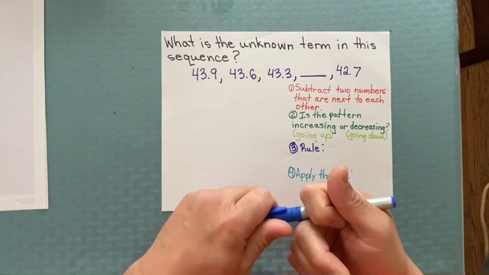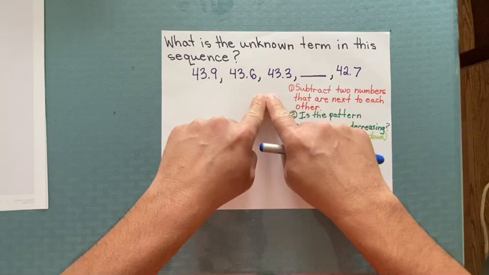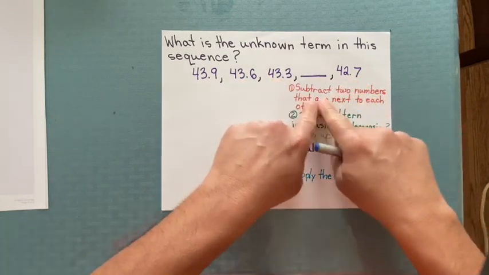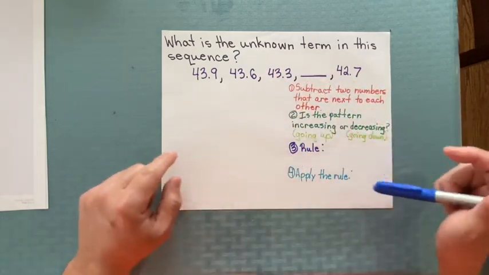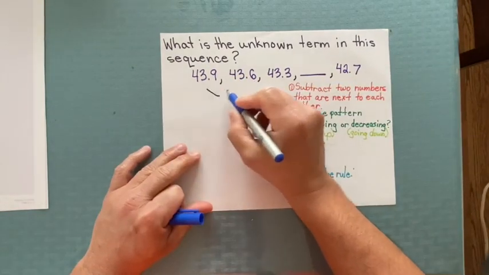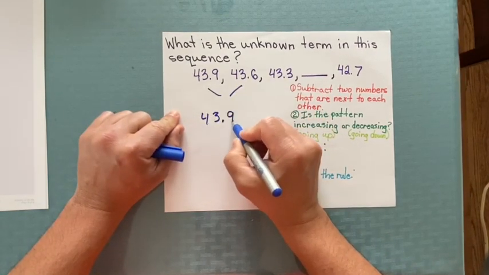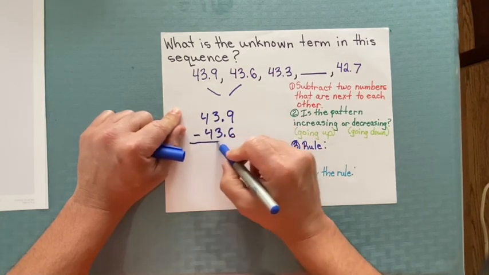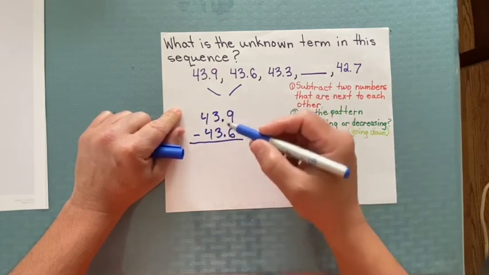So I have a couple options here. I could decide to subtract these 2 numbers because they're right next to each other, or I could subtract these 2 numbers because once again, they're right next to each other. I cannot subtract these 2 numbers because there's an empty spot here where we're going to put an unknown term. So these numbers are actually not next to each other. So in this case, I'm just going to go ahead and subtract the first 2 numbers that are right next to each other. So 43 and 9/10, and we're going to subtract 43 and 6/10. Make sure you line up your decimals. When you add or subtract decimals, your decimals must always be lined up.